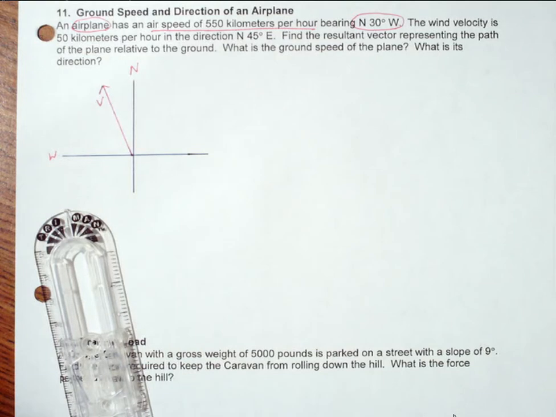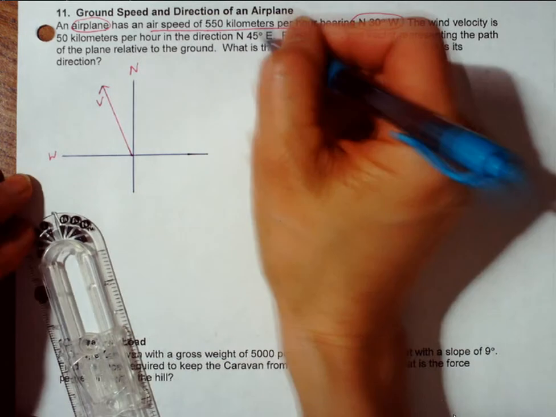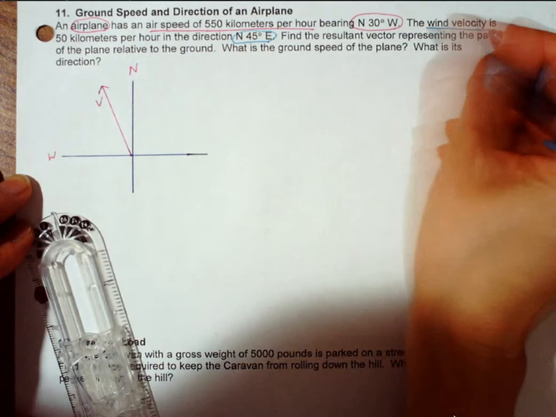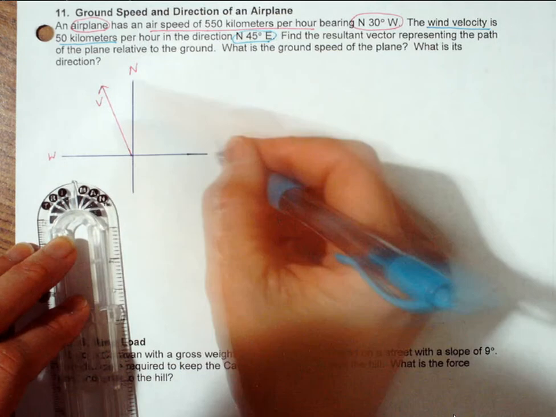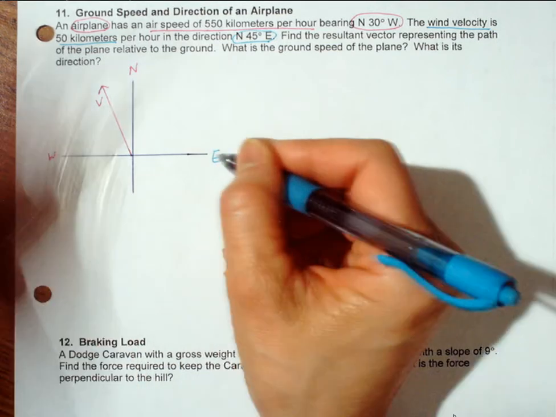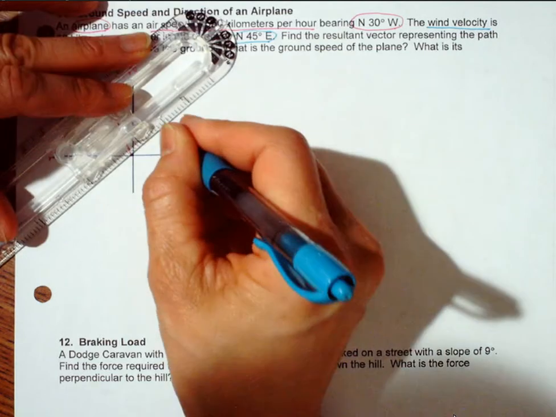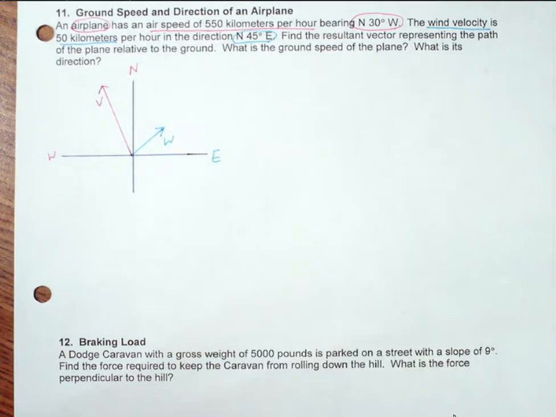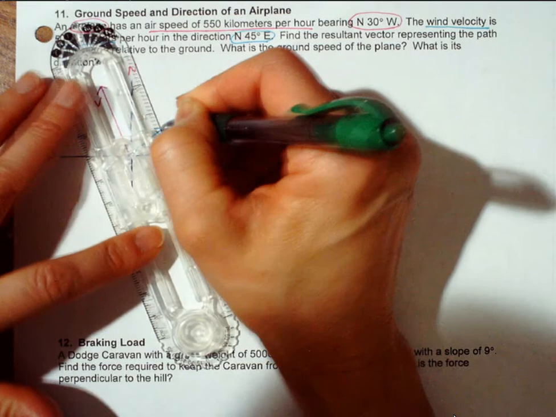And then I have a wind velocity that is 50 kilometers per hour in the direction of north 45 degrees east. So that's the wind velocity, and it's 50 kilometers per hour. So that means that it's going to be from the north going towards the east. So that's exactly halfway. And since it's 50, I'm just going to make it a little bit shorter. Okay, so that's your W. Alright, so I'll use the parallelogram method to figure out the resultant. And so I'm going to be creating a parallelogram like this.